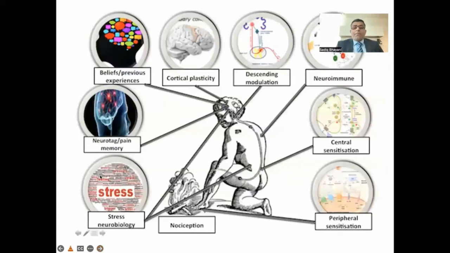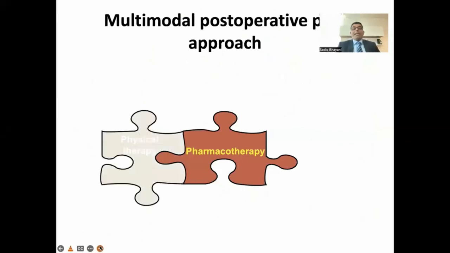Now, this was the old picture: boy goes to fire and then feels the pain. This was the concept described by René Descartes. But we know pain is not as simple as just an electric wire. It has so many components, and these are all the components you have to keep in mind when you're managing somebody's acute pain: beliefs, previous experience, descending neuromodulation, neuroimmune response, central sensitization, peripheral sensitization, nociception, stress biology. All of these factors play an important role in the management of acute as well as chronic post-surgical pain.